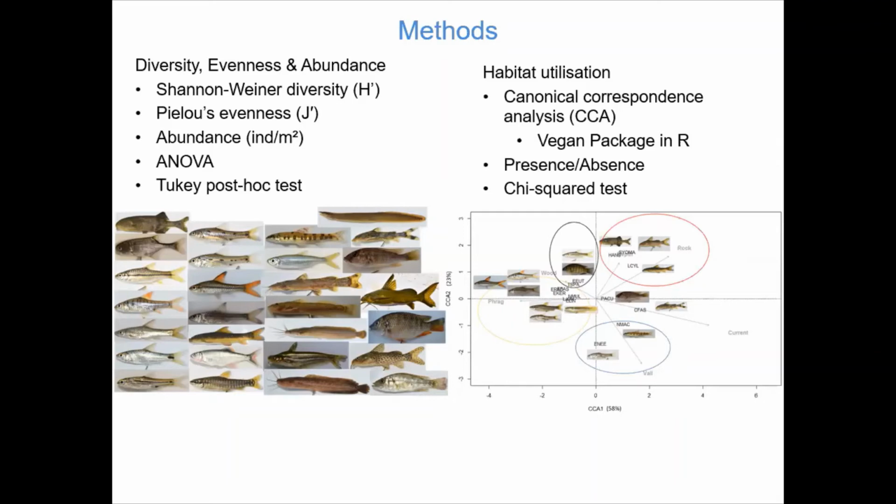Habitat utilization was assessed using a canonical correspondence analysis in the vegan package in R, based on presence-absence data. Following this, chi-squared tests for association were used to test for significant associations based on the CCA ordination.